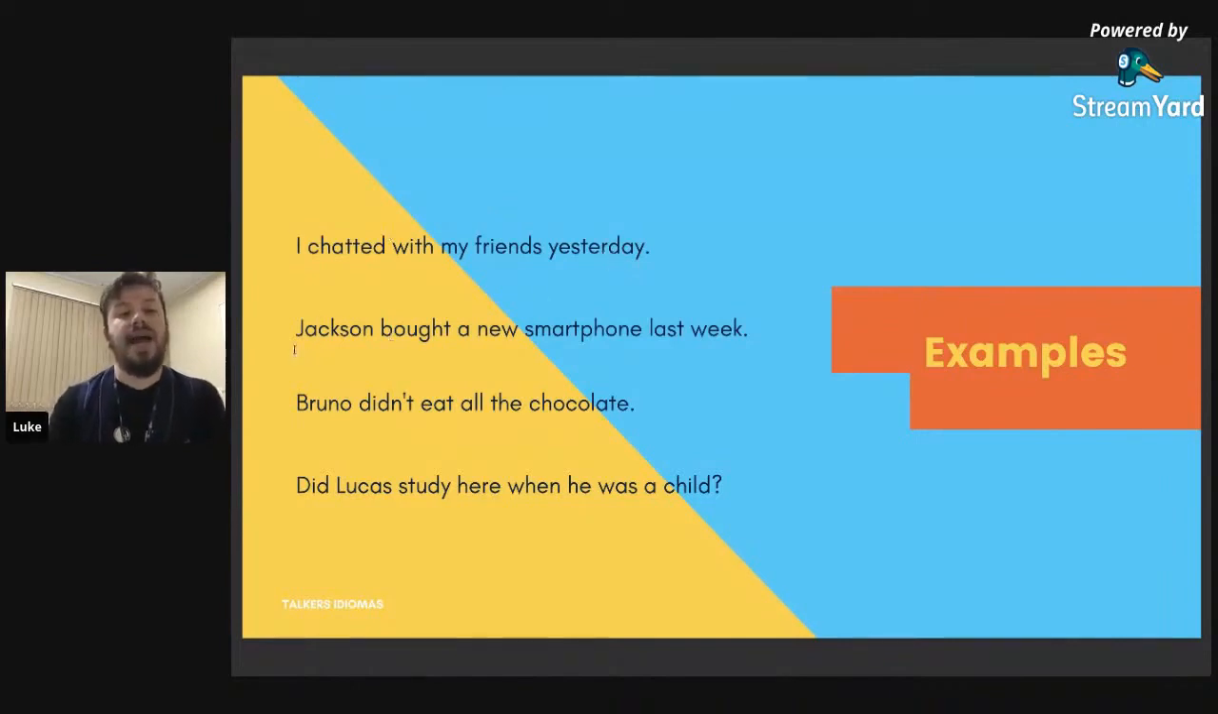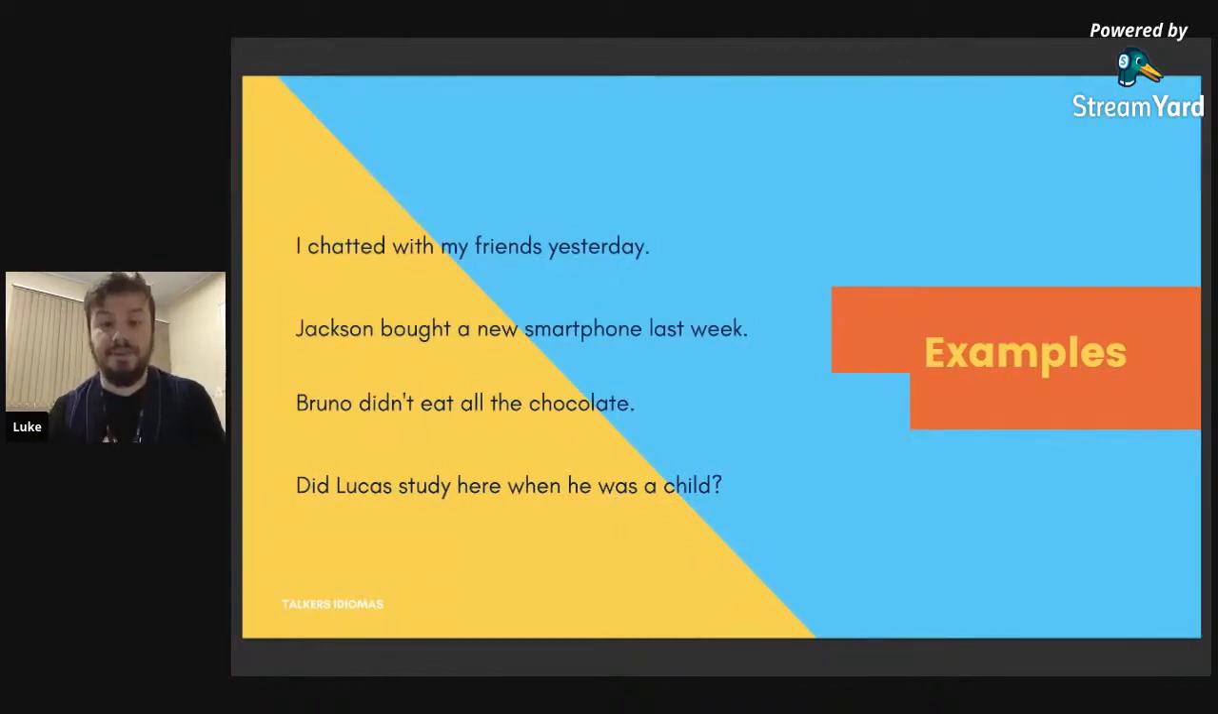The second example: Jackson bought a new smartphone last week. Repeat: Jackson bought a new smartphone last week. Okay, we have two examples already. The third example is: Bruno didn't eat all the chocolate. And then we have a fourth example: Did Lucas study here when he was a child? Okay, so that is the beginning for us.